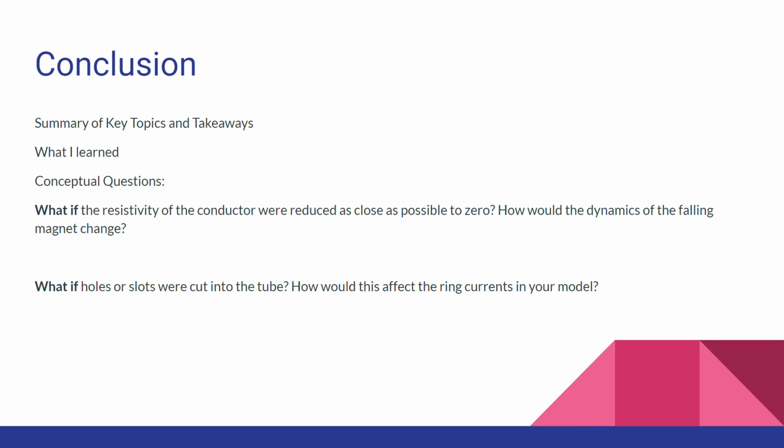If holes or slots were cut into the tube, the rings would no longer be complete, and you would essentially have a break in that part of the circuit. So the ring currents would decrease in magnitude, and there wouldn't be any current present below the break or hole in the loop. This reduced current would mean less induced force on the falling magnet, so it would decelerate less. In this lab, we saw a really cool physical property and learned a lot about Faraday's law. Thank you.